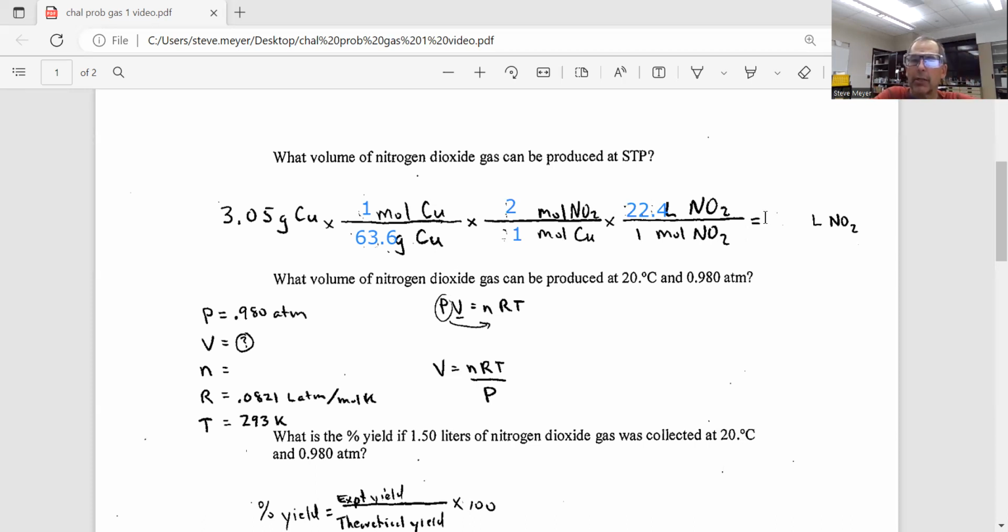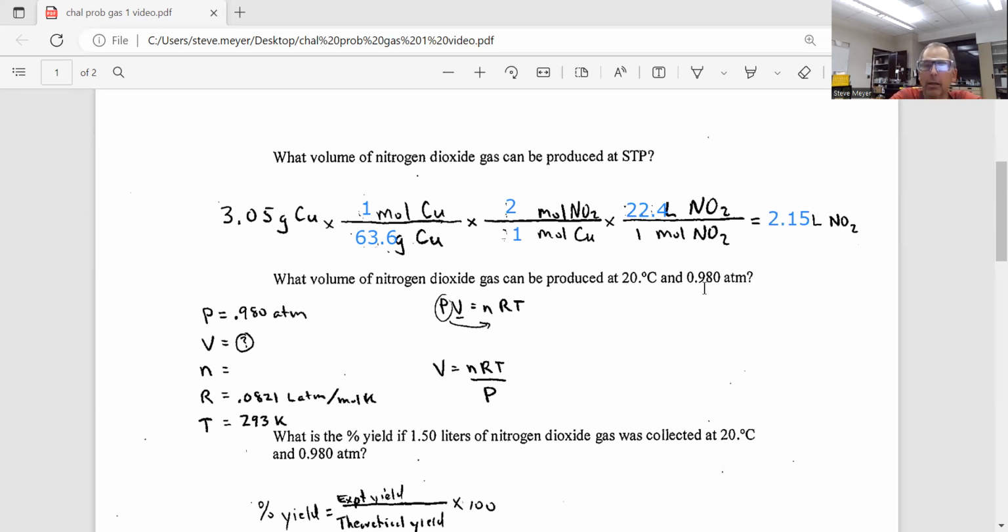About the size of a 2-liter bottle. So I'll just do that. Maybe I'll make it right here. 2.15 liters would be our answer there. Now, let's say we try to do the same experiment, but it was at 20 degrees Celsius in 0.980 atmospheres.